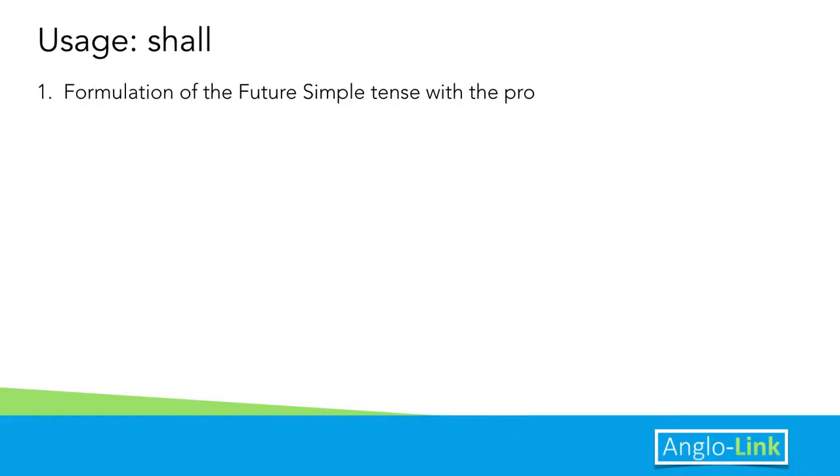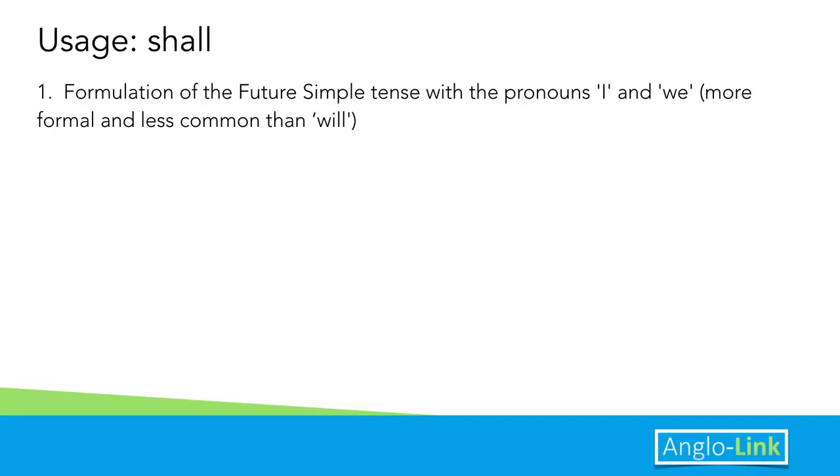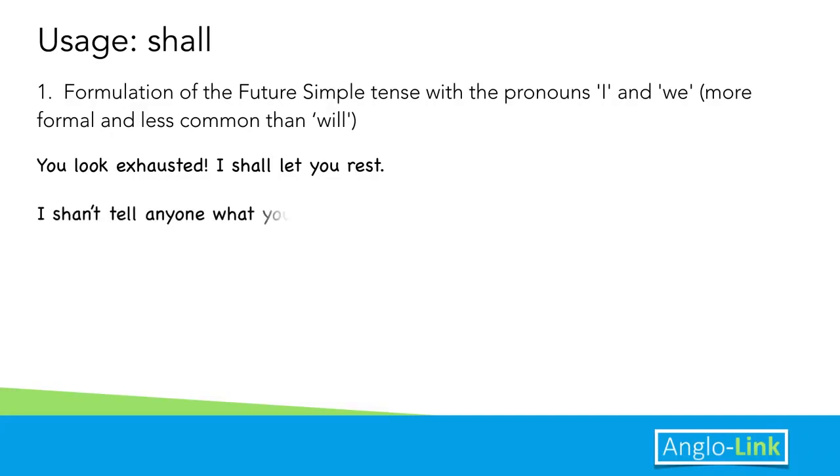Okay, the next modal verb to look at is shall. Shall is used in the formulation of the future simple tense with the pronouns I and we, and if you use shall, you will sound more formal. So it is less common than will. So let's look at our previous example with will and change it to shall. You look exhausted. I shall let you rest. Or, I shan't tell anyone what you said.